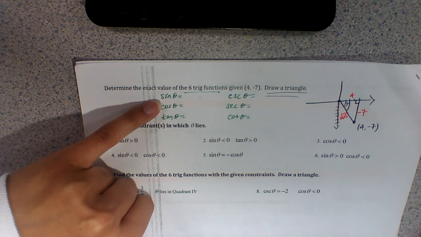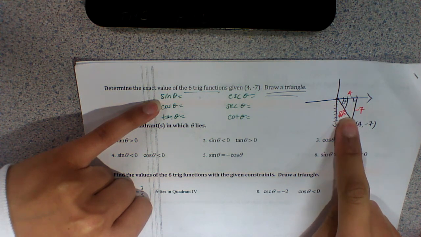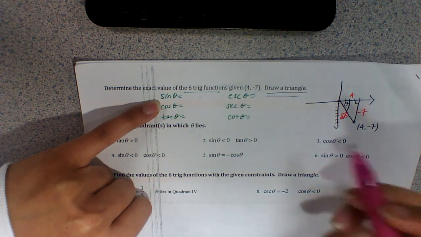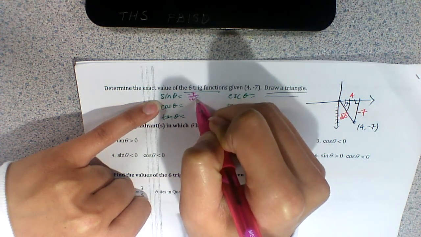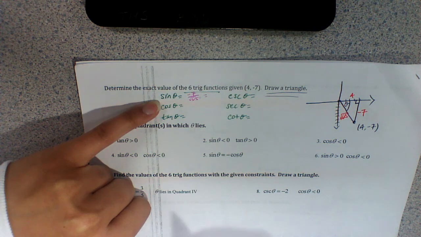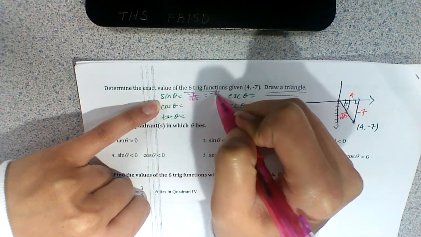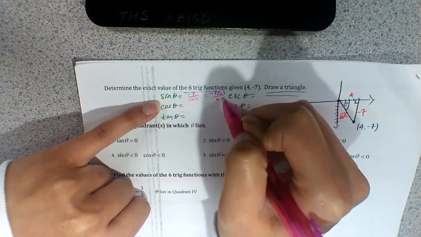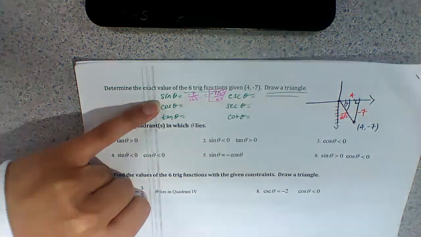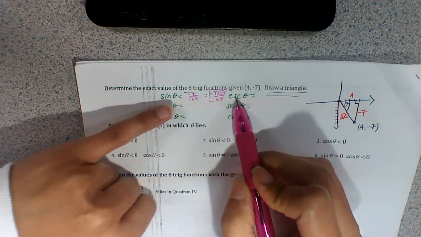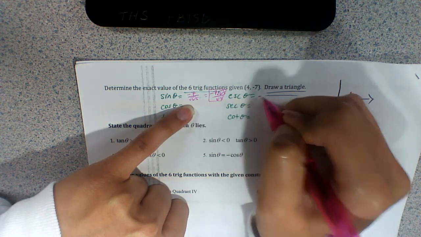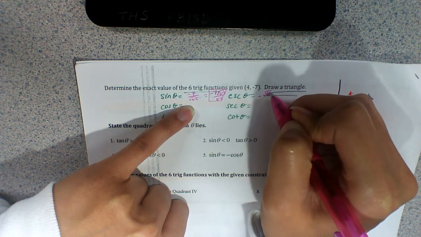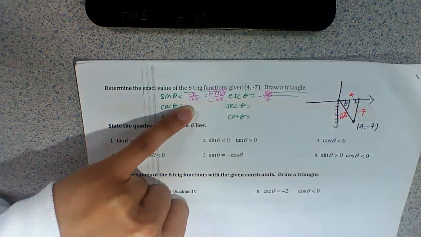So now if I look for sine of theta, sine, remember, is only opposite over hypotenuse. So opposite is -7, hypotenuse is square root of 65, and of course we have to rationalize. Once you do, you get -7 square root of 65 over 65. So there's your sine value. Cosecant will be the reciprocal, and I'm going to take the reciprocal of the original fraction to make it easier. So it'll be negative square root of 65 over 7.